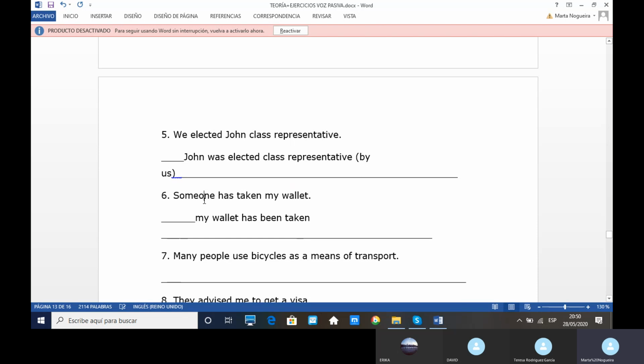Mirad. Alguien, a. Es que hasta el a, es que parece en español, ha cogido mi cartera. Y ahora, mi cartera ha sido cogida, ha sido tomada por alguien. ¿Veis? Alguien ha cogido dos partes del verbo y luego mi cartera ha sido tomada por alguien o lo que sea. Tres, al igual que en español, al igual que la pasiva en español. ¿Ok?